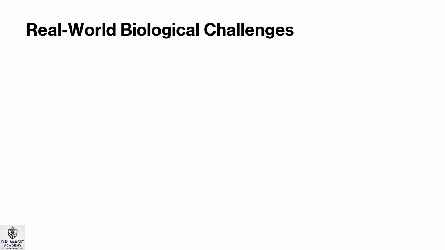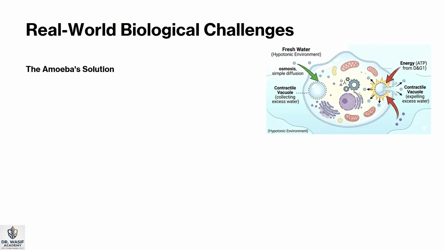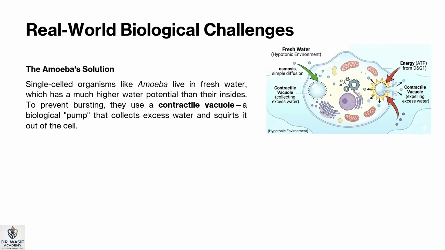To wrap up our look at osmosis in animals and single-celled organisms, let's look at how life handles these extreme challenges. First of all, consider the amoeba. These tiny single-celled organisms live in fresh water. Because fresh water has a much higher water potential than their cytoplasm, they are constantly under the threat of bursting. So how do they stay alive? They use a specialized organelle called the contractile vacuole. You can see the contractile vacuole here.